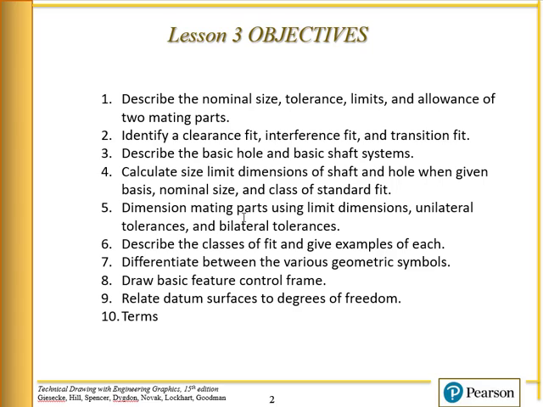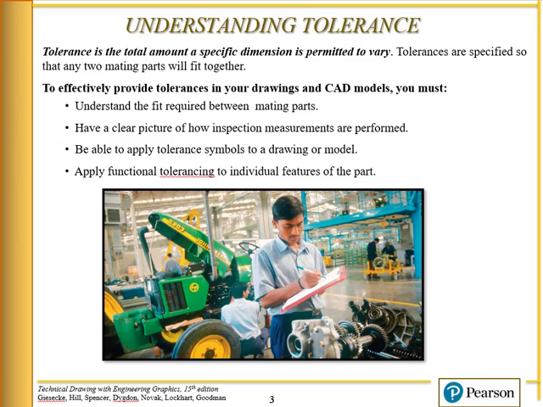5, dimension mating parts using limit dimensions, unilateral tolerances, and bilateral tolerances. And 6, describe the classes of fits and give examples of each. 7, differentiate between the various geometric symbols. We're going to talk a little bit about GD&T in this section as well. And then 8, draw basic feature control frames. And number 9, relate datum surfaces to degrees of freedom. So let's get started with tolerancing.